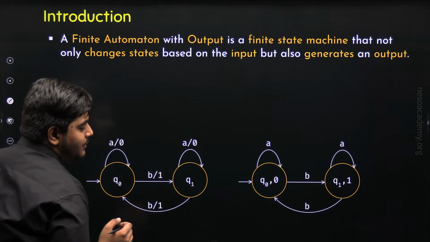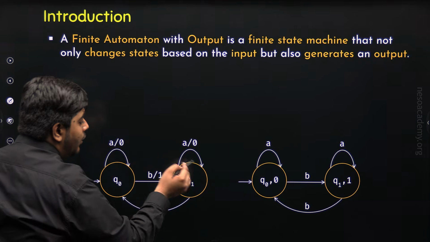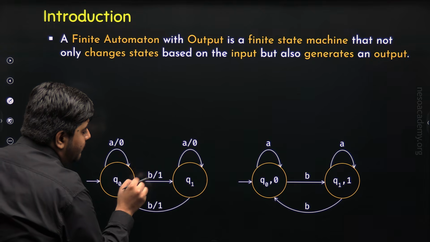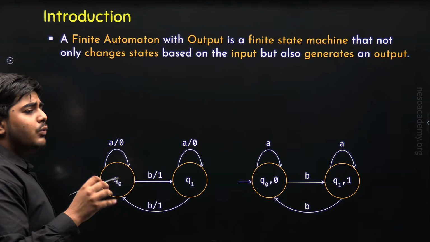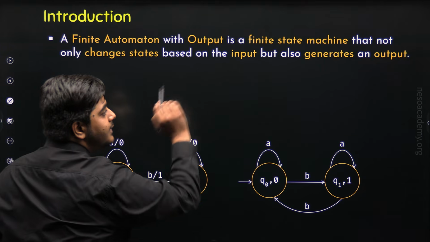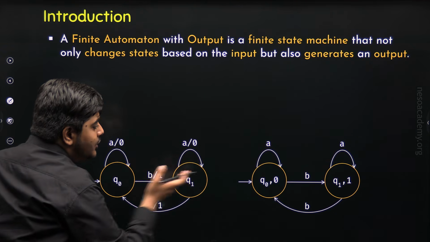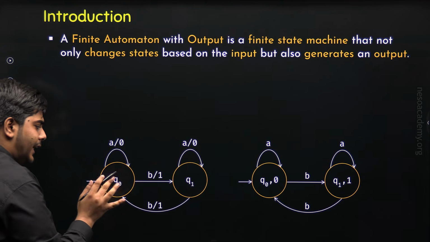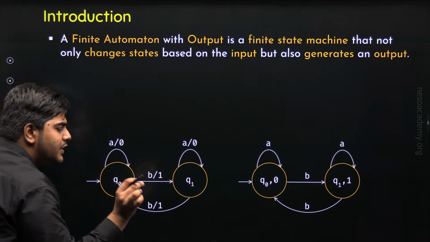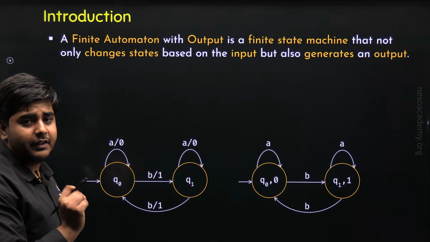Like in these two diagrams, you can see there is a transition from the state Q0 to the state Q1 on getting the input symbol B. Then what is the speciality in such automata? Here it is written, it also generates an output. In these two diagrams, you can see there is a transition from Q0 to Q1 on input symbol B, which we have already seen. And it is the same as DFA or NFA.